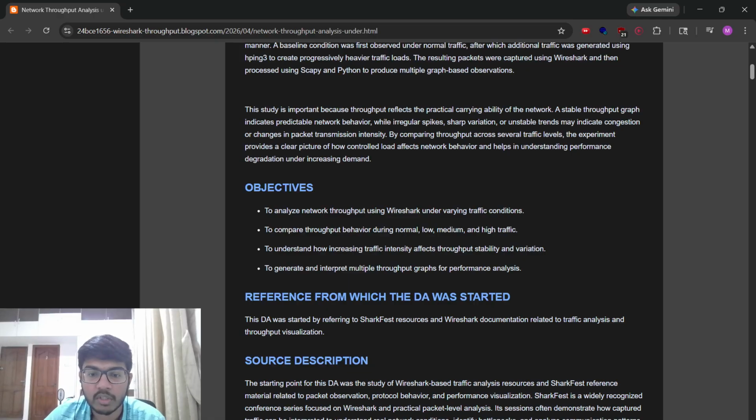This DA was initiated by referring to Scapy's resources and Wireshark documentation related to traffic analysis and throughput visualization. Wireshark documentation helped in understanding traffic capture and packet analysis, while Scapy documentation supported the programmatic processing of the saved packet capture files.